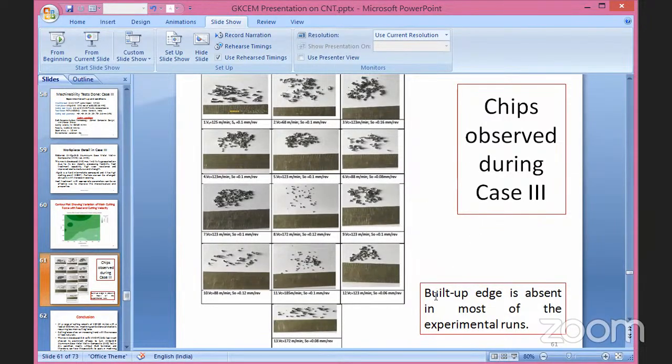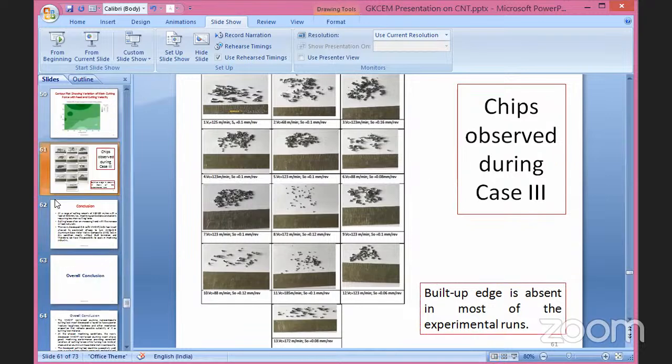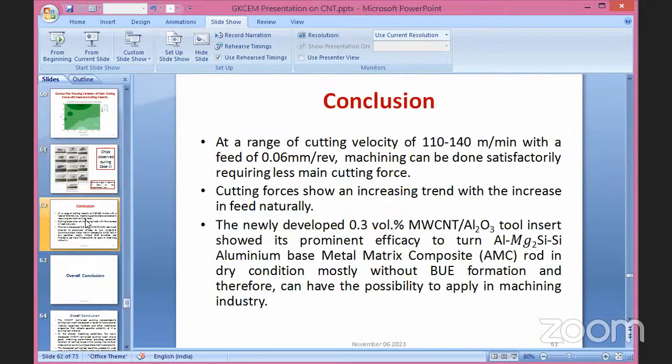So here, built-up edge is almost absent, and that is one advantage because there is no bonding between this carbon nanotube based alumina and this aluminium, aluminium based composite material. Okay. And you can just put a short conclusion that at a range of cutting velocity within 110 to 140 meters per minute with a feed of 0.06 millimeter per revolution, machining can be done satisfactorily, requiring less main cutting force. This is one thing.